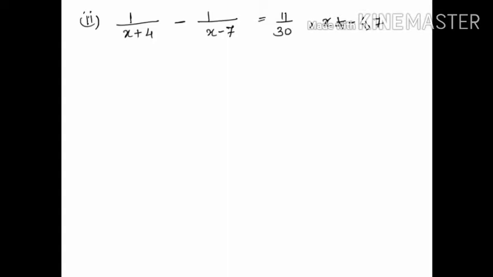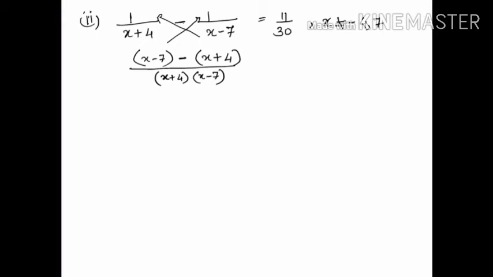This is the second problem of the same question. So let us reduce the equation to the standard form. Simplifying the left hand side, we multiply the denominators, x plus 4 times x minus 7. Then to get the numerator, we cross multiply. So x minus 7 minus x plus 4. Now keep x plus 4 in bracket because there is a minus sign before it, equal to 11 upon 30.